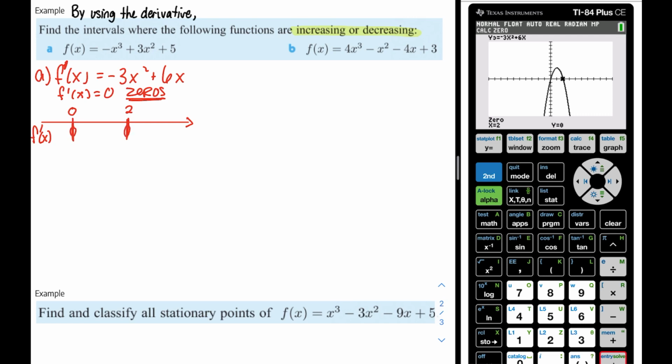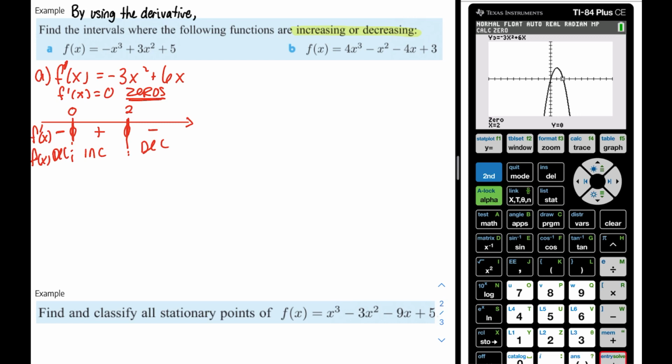Let's see, before 0, my derivative is negative. Between 0 and 2, my derivative is positive, above the x-axis, and after 2, my derivative is negative. Therefore, this tells me that my function will be decreasing before 0, increasing between 0 and 2, and then decreasing again.